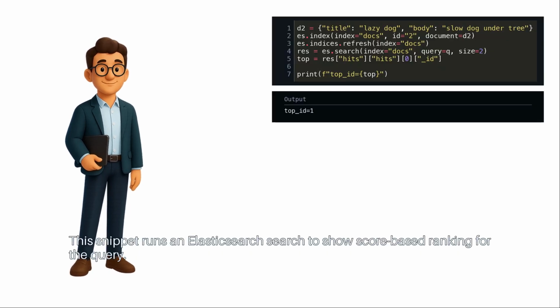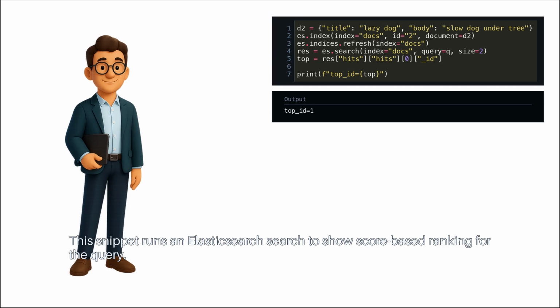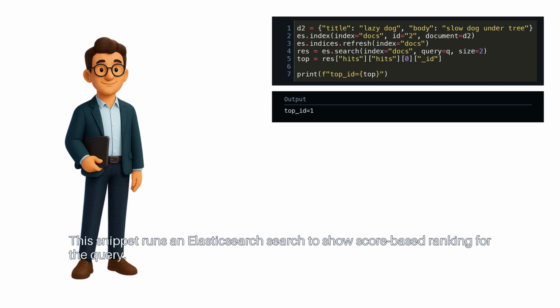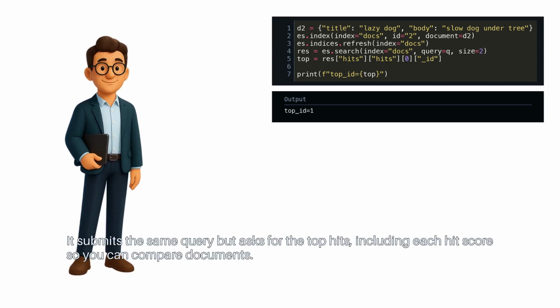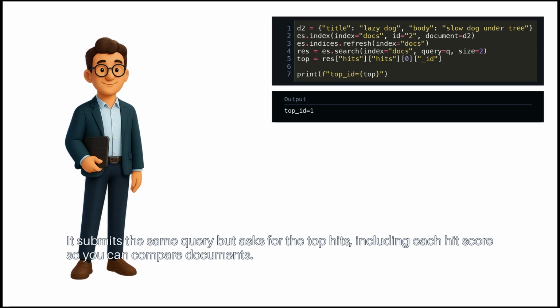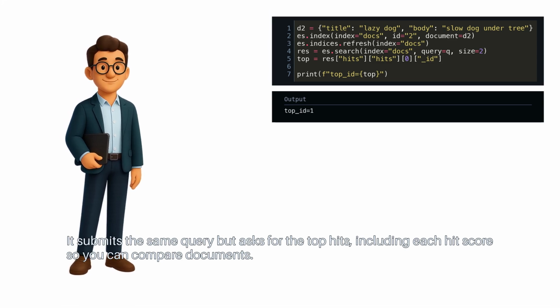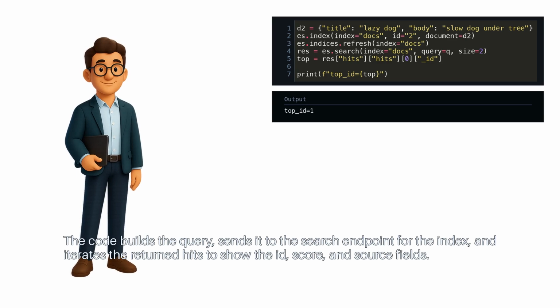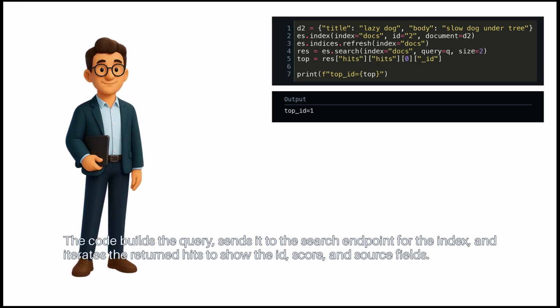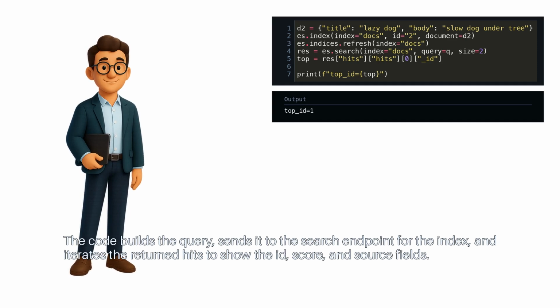This snippet runs an Elasticsearch search to show score-based ranking for the query. It submits the same query, but asks for the top hits, including each hit score, so you can compare documents. The code builds the query, sends it to the search endpoint for the index, and iterates the returned hits to show the ID, score, and source fields.